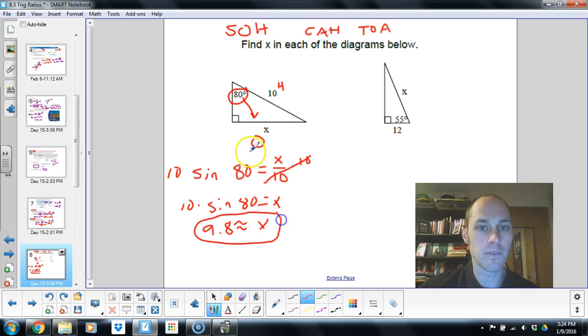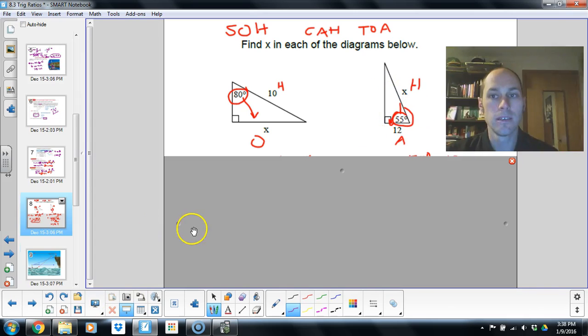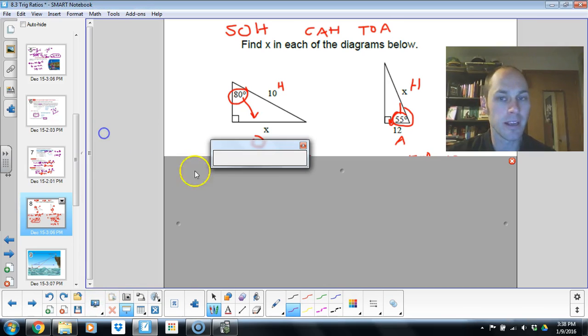That should make sense in our figure. Yes, it's less than 10. Why don't you try the next example? Make sure once you pause that video, try it on your own. Restart it once you're ready.